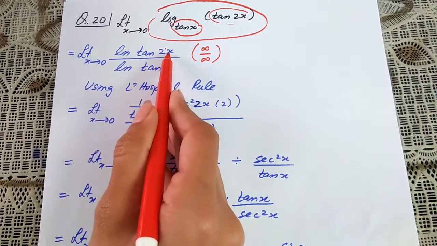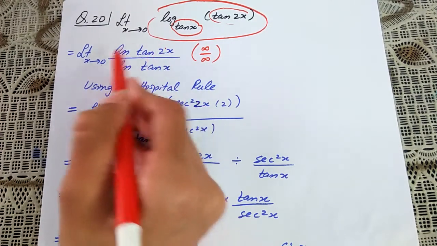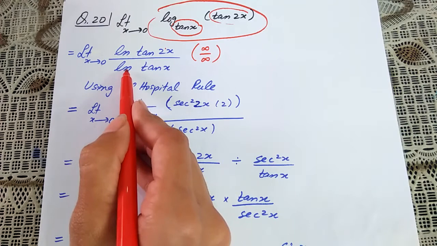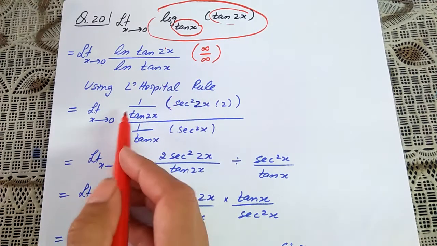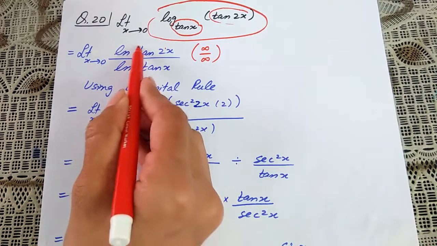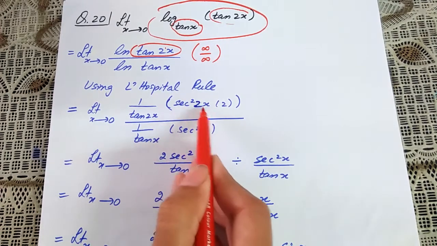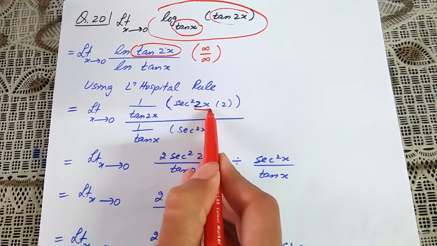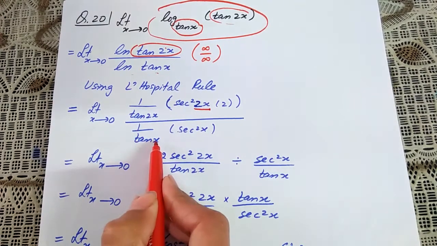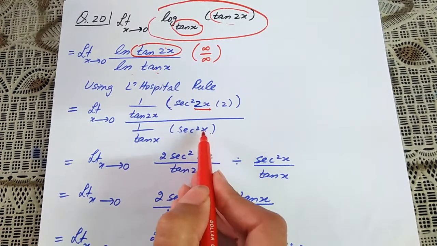Now put 0 in place of x. This gives tan 0, which is 0, so ln 0 is undefined, that is infinity. In the denominator we again get tan 0, which is infinity. Use the L'Hopital rule. Take the derivative of the numerator: 1 over tan 2x, times the derivative of tan 2x, which is secant square 2x, times the derivative of the inner function, 2. Now the derivative of the denominator is 1 over tan x, times secant square of x.